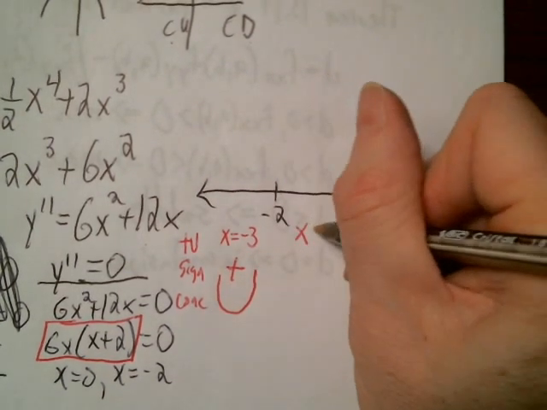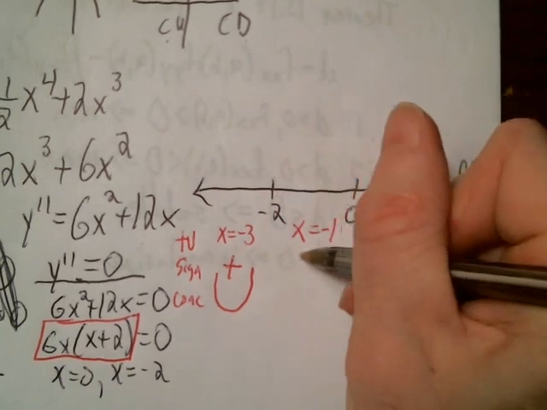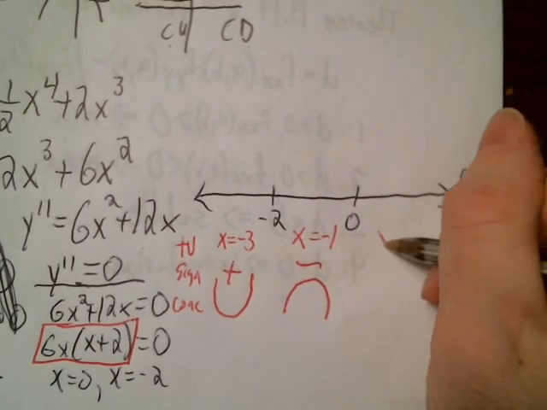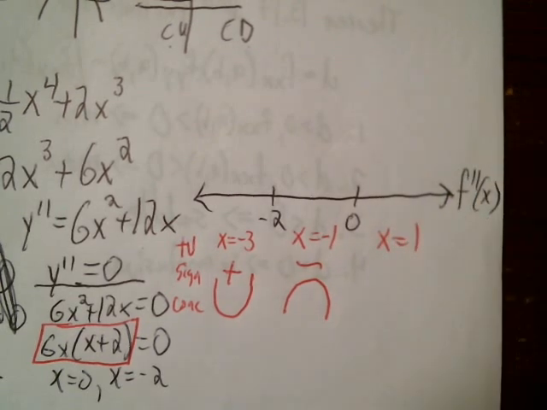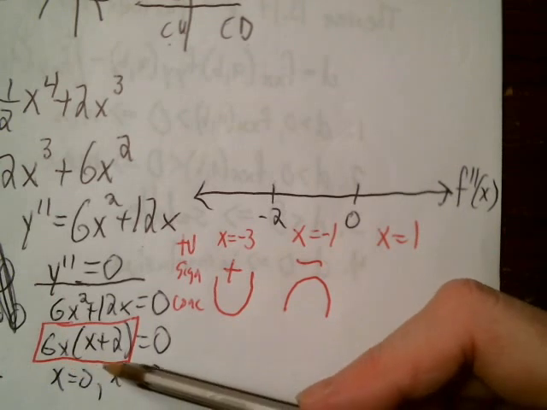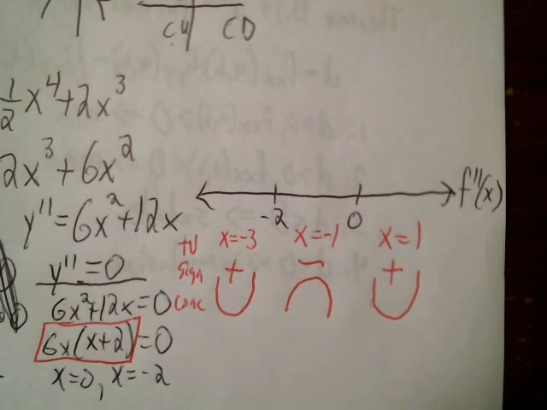And I'll try x is negative 1. Plug negative 1 in there, negative 6 times positive 1. Negative times a positive is negative. That's a sad face, concave down. And try x is 1. Okay. So I plug 1 in here, I'll get 6 times 3, positive times positive. That's positive, concave up. And that's all you have to do for that problem.